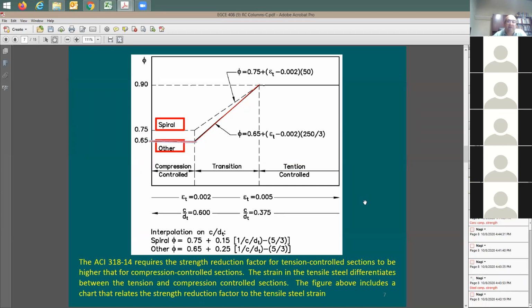If you have an axially loaded column and no eccentricity, you're going to have a phi factor of 0.65. So you don't really need to do interpolation, or you don't need to think about tension control. It's going to be compression control. So if you just have an axial load, it's going to be all compression controlled, and this is going to be your phi factor.